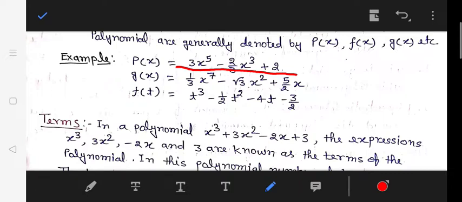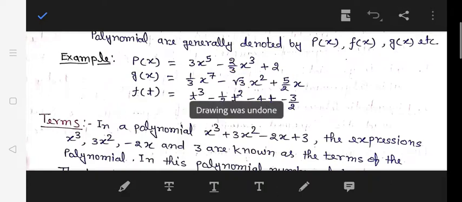In the same way I have taken another example, that is gx. I had explained that polynomials are generally represented by px, gx, fx. So here gx equal to 1 by 3 x power 7 minus root 3 x square plus 5 by 2x. So that is another example of a polynomial. So these are the examples of the polynomial.